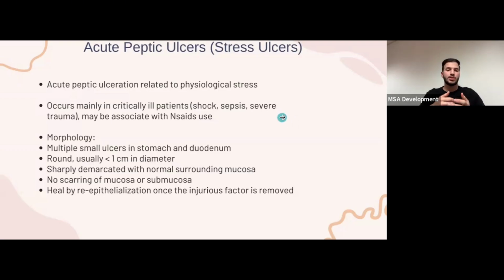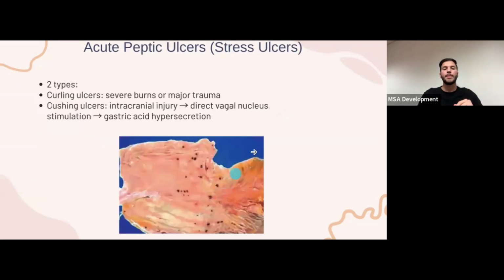Why can NSAIDs cause acute peptic ulcers? Because NSAIDs mainly cause a mucosal irritation. They inhibit COX, which means they will decrease prostaglandin, decreasing the bicarbonate and the mucosal secretion, and those are the protective factors for the gastric mucosa. As you can see here, we have multiple small ulcers scattered in the stomach, and we have two types of acute peptic ulcers. The first is Curling ulcer, while the second is called Cushing ulcer.